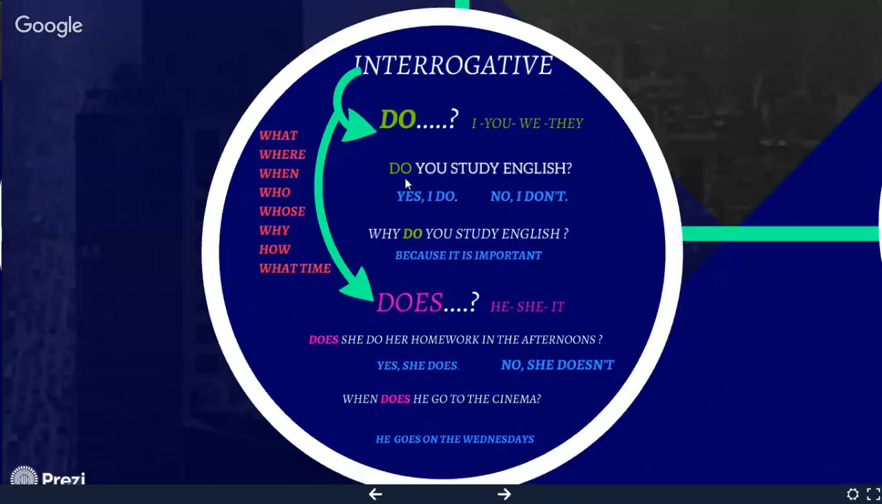Okay, so there are two ways to say an interrogative sentence. You can use the auxiliary directly, or maybe you can use W questions. There are two ways to say questions. The other is about does. Does works with he, she, it. For example, I can say, does she do her homework in the afternoon? Maybe your answer is, yes, she does, or maybe, no, she doesn't.